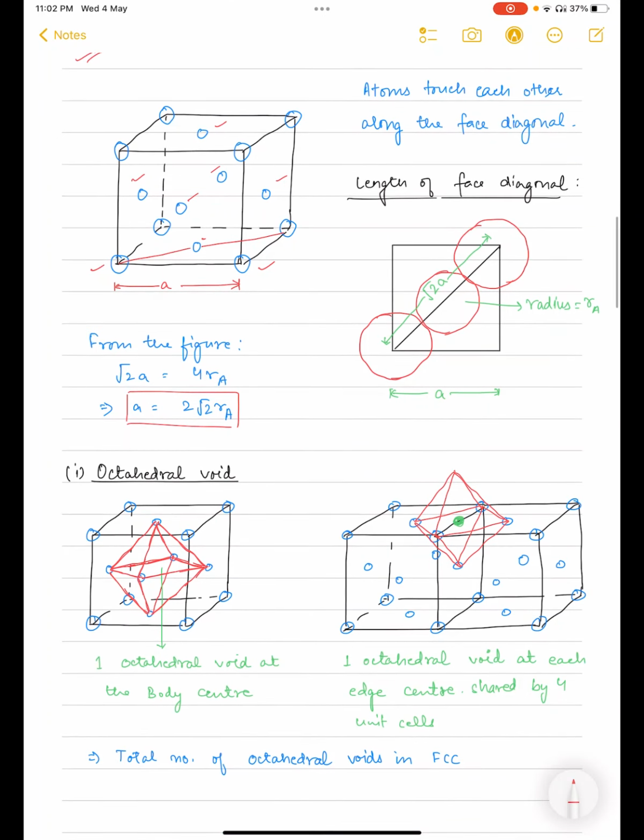From this, we can see the projection along this face diagonal, where the atoms are in contact. This face diagonal is root 2a, as calculated previously, like a square plus a square under root. So this root 2a is equivalent to 1, 2, 3 and 4 atomic radii. So root 2a equals 4 atomic radii, so a is equal to 2 root 2 into the atomic radius. This is your equation 3.